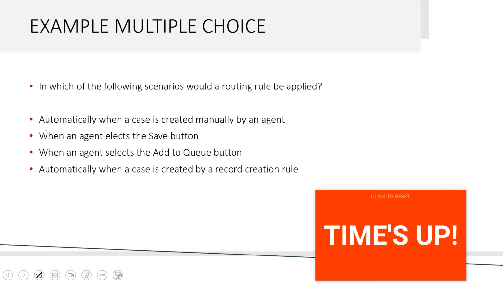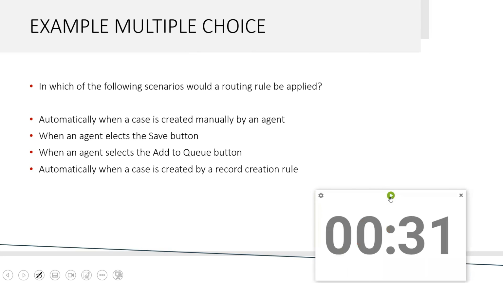Moving forward, we have another question in the line talking about in which of the following scenarios would a routing rule be applied? Is it option A, automatically when a case is created manually by an agent? Option B, when an agent selects the save button? Option C, when an agent selects the add to queue button? Or is it option D, automatically when a case is created by a record creation rule? So let's get your answers on the chat and let me start the timer now.